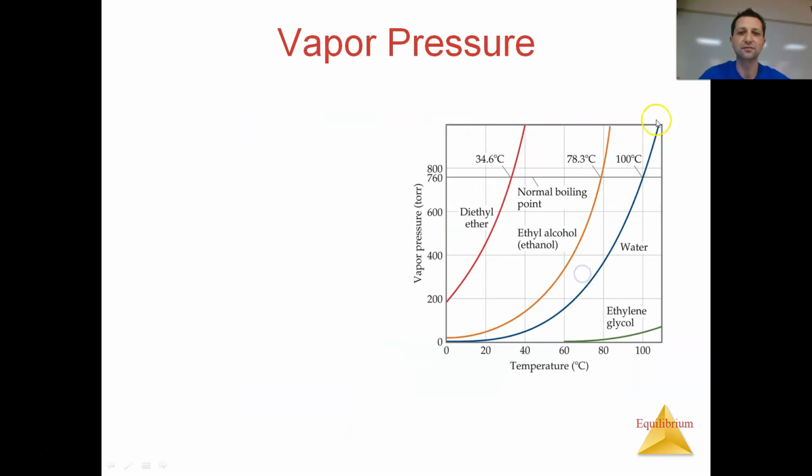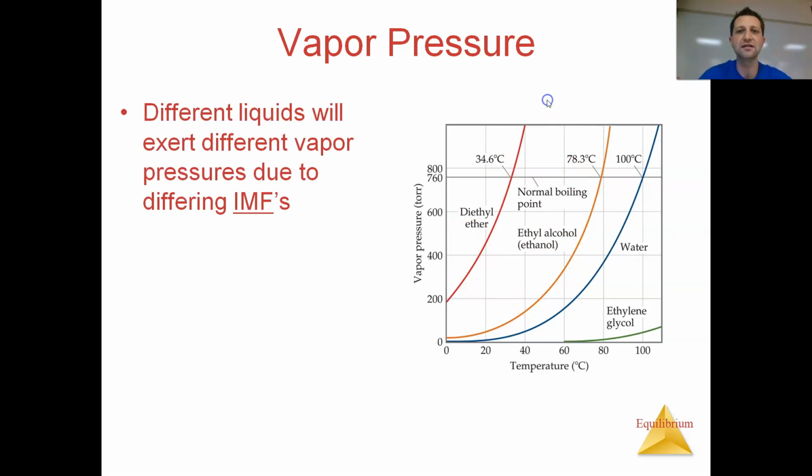In this system. So we could read vapor pressure by looking at graphs like this. We did this in the previous unit. We looked at it very quickly. So different liquids will exert different vapor pressures due to differing intermolecular forces. So again, we're tying in intermolecular forces from our previous unit, and we're seeing how they affect vapor pressure. So this is the exact curve we looked at in our previous unit.